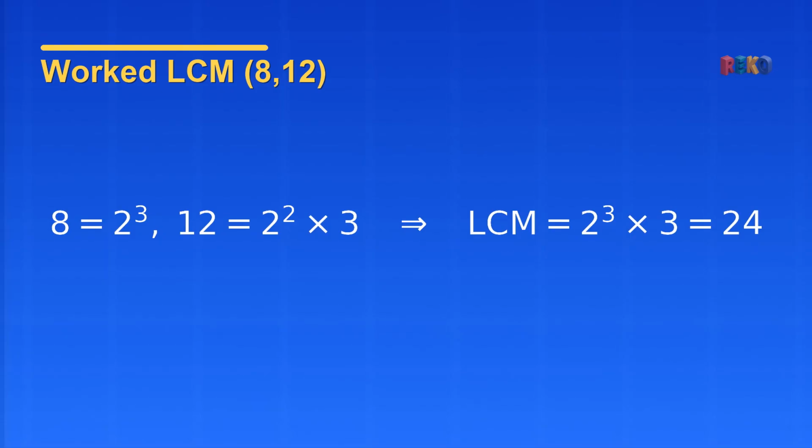8 equals 2 cubed, and 12 equals 2 squared times 3. To find the lowest common multiple, include all the prime factors that appear, using the highest powers. 2 cubed times 3 gives 24, so the lowest common multiple is 24.